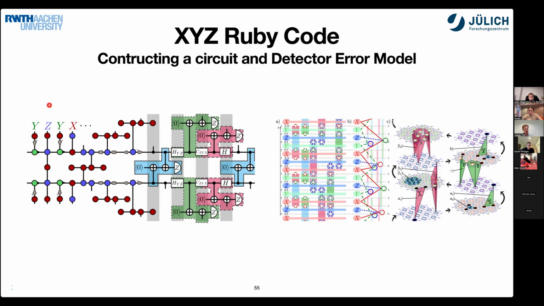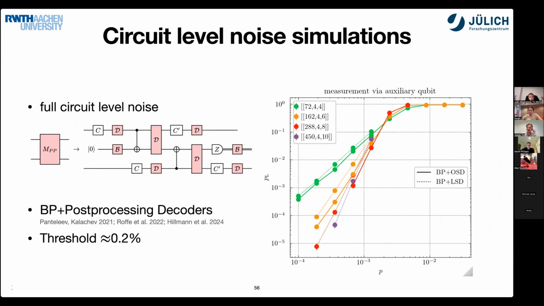So for example, here, when we start with the Y measurements and the X measurements, we do some basis changes to in the end have a circuit compiled of only Z basis initialization and measurements, CNOTs, and single qubit rotations. We then also get this detector error model on which we can do decoding. We use full circuit level noise.